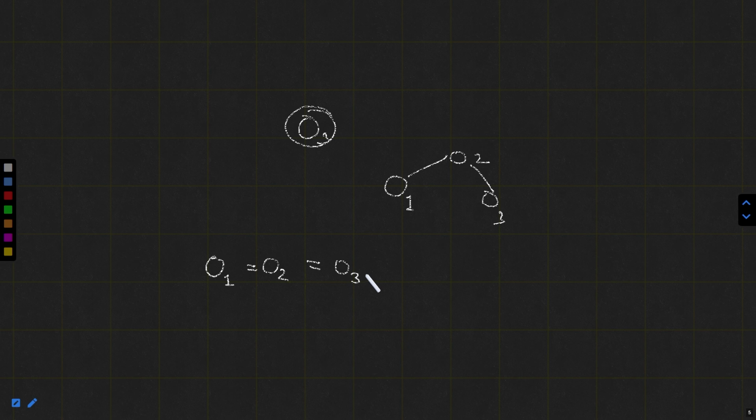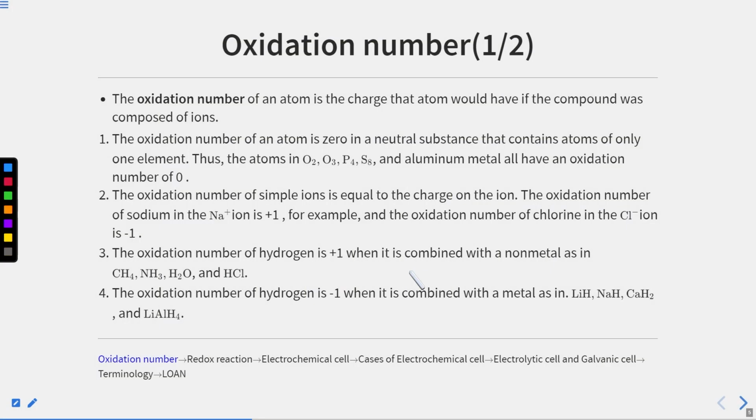Do not get confused. It is not the number of atoms, it is the numbering I am doing. Let me write it with a different pen so that you do not get confused. So it is the first oxygen, the second oxygen, and the third oxygen. Each of these has the same oxidation number, which is equal to 0, right?